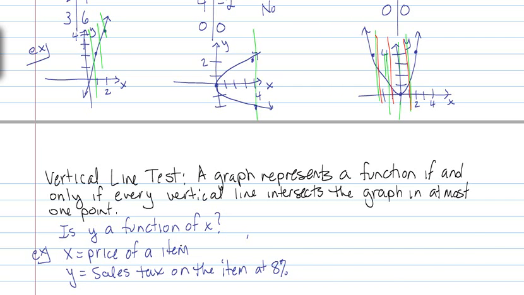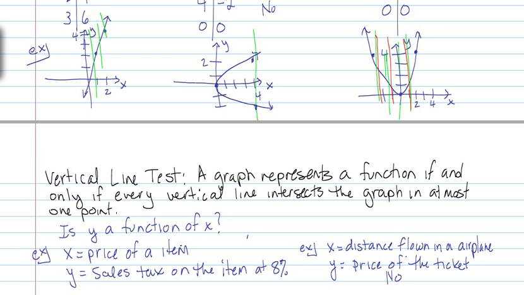On the other hand, if you look at the example where the input x is the distance flown on an airplane, and y is the price of a ticket, that will not be a function, because there are different prices for each person on the plane. For instance, standard seats will cost less than first class seats, and they're going the same distance. So we have one distance, one input, and two different prices of the ticket. So the answer for this is no, not a function, and the answer for the first one is yes, it is a function.